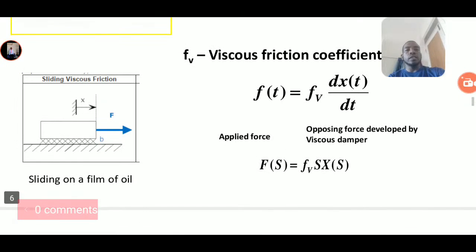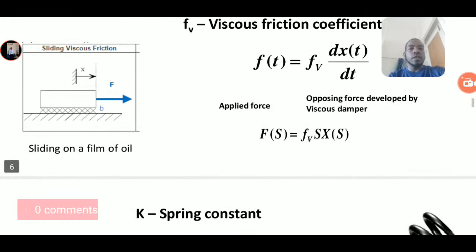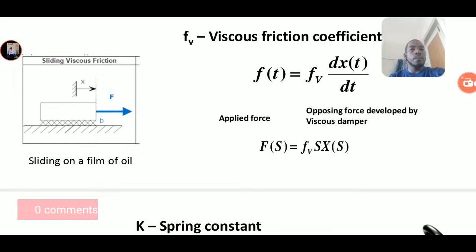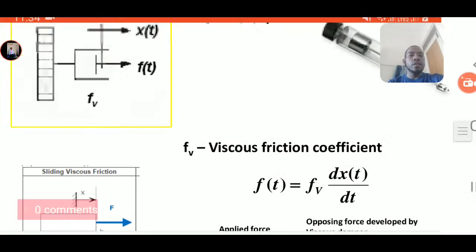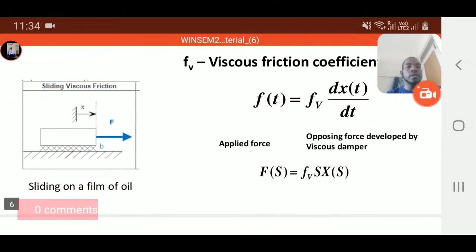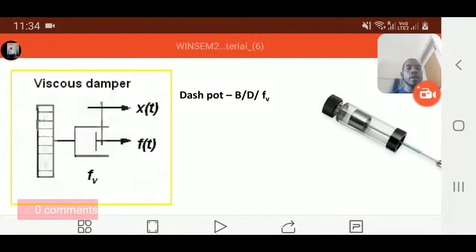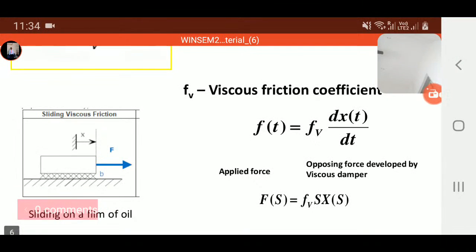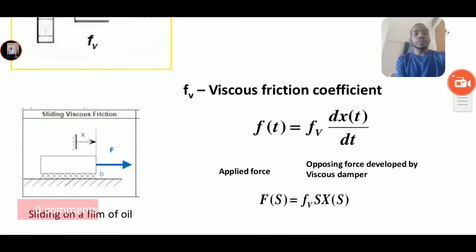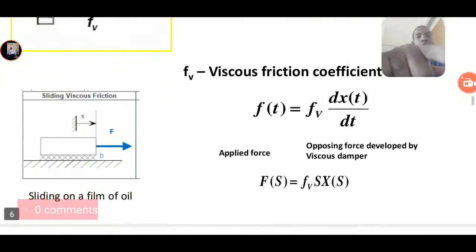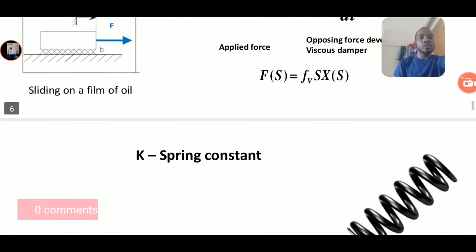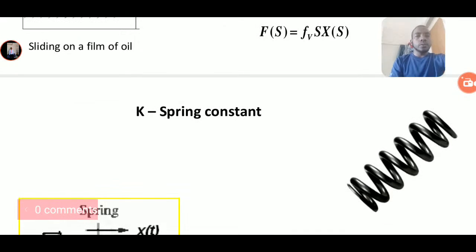This is the diagram for this equation. These are both the same, but here we are using the time domain. This diagram is for the time domain, and this diagram is for the frequency domain. So it looks like this for the viscous damper.